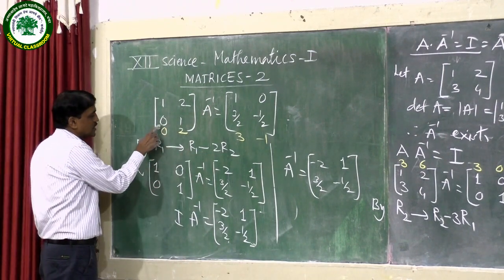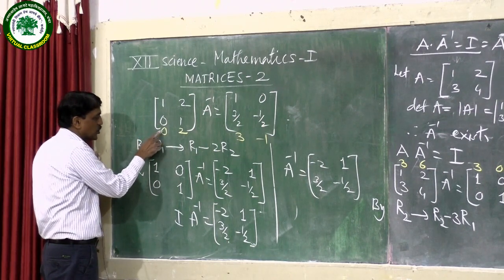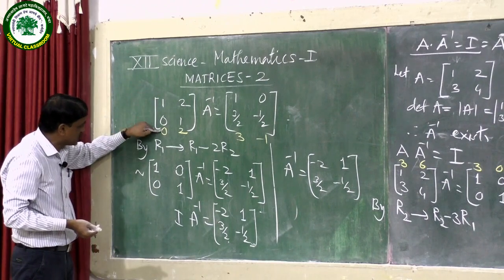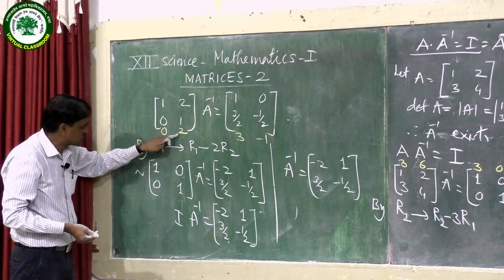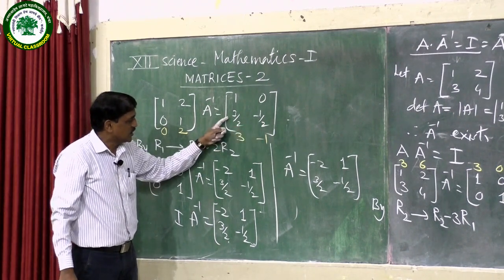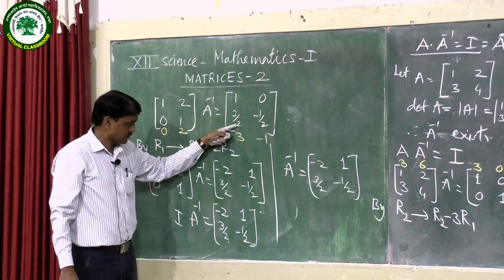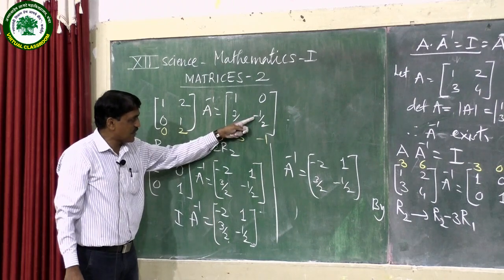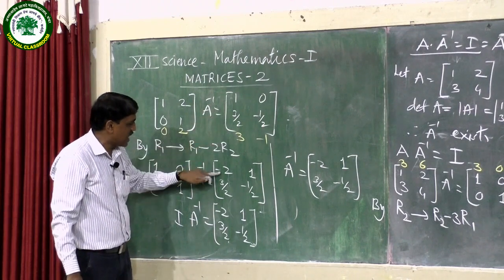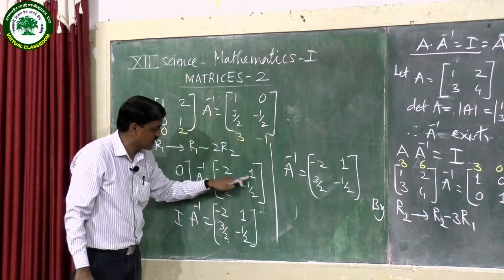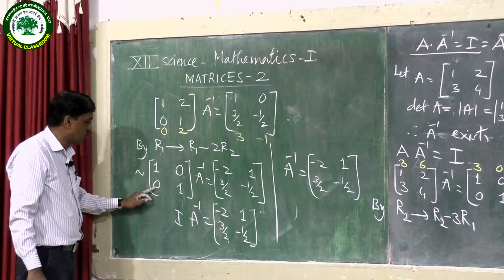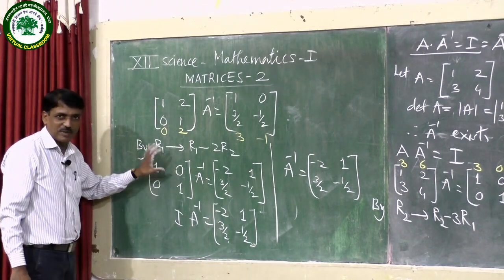याला 2 ने गुणा. 0 into 2 it is 0, 1 into 2 it is 2, and subtract from first row. 1 minus 0 it is 1, 2 minus 2 it is 0. Same here, multiply by 2, 2 into 3 by 2 it is 3, 2 into minus half it is minus 1, and subtract from first row. So 1 minus 3 it is minus 2, 0 minus minus 1 it is plus 1. So finally we get 1 0 1 0. So this is the matrix I.